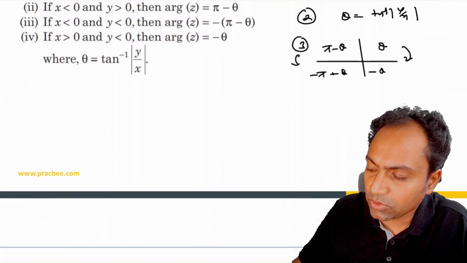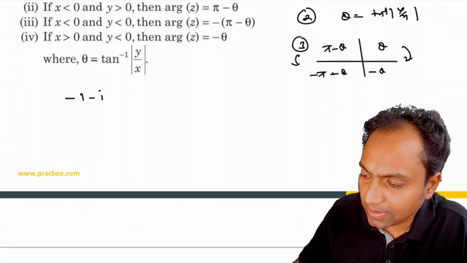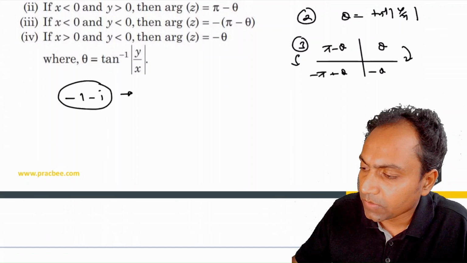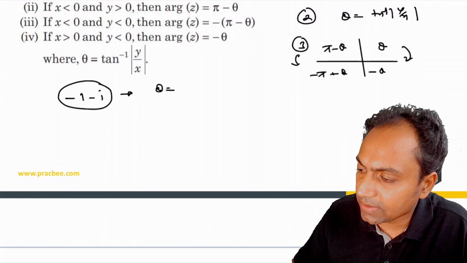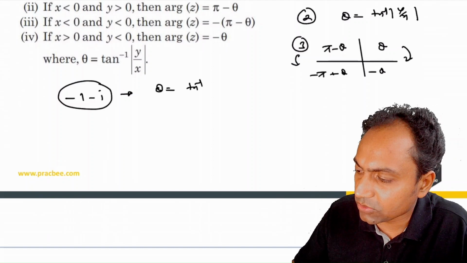Let me take an example. If I have to find the argument of minus 1 minus i, the first thing that we are going to notice is what is the value of theta? That is nothing but tan inverse of mod of y by x. So that becomes minus 1 by minus 1.